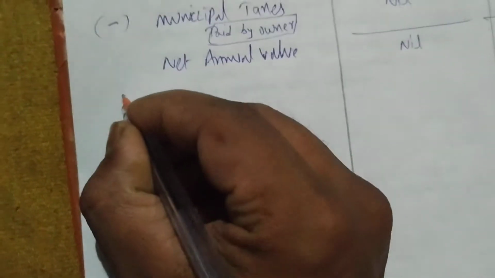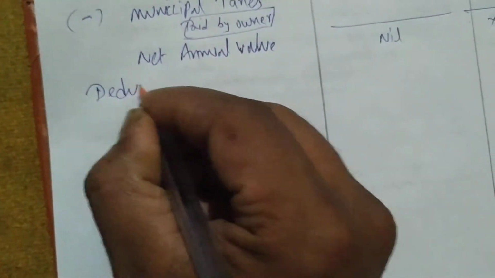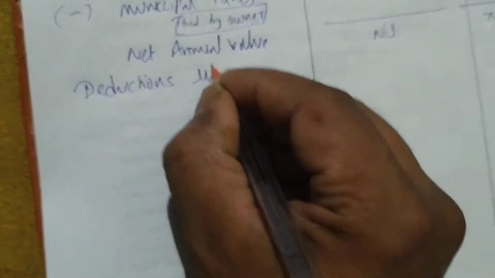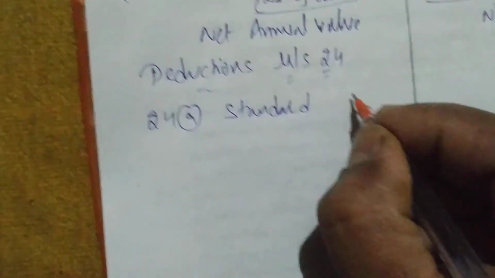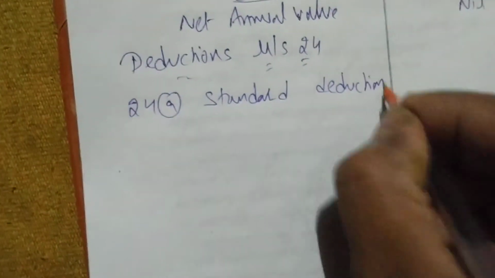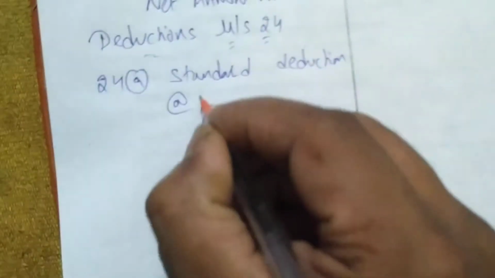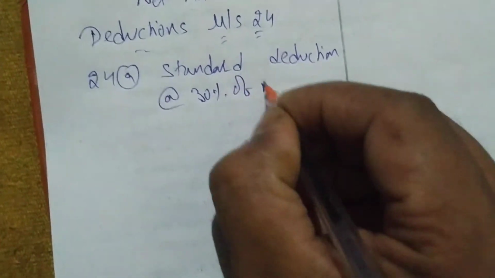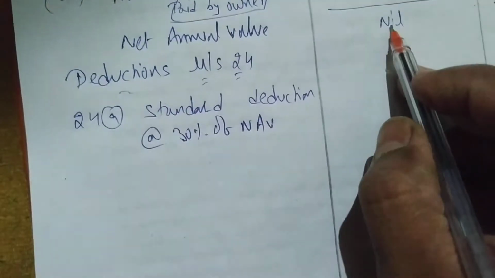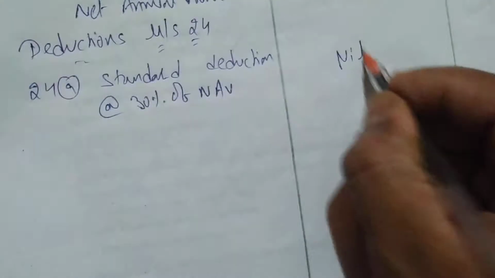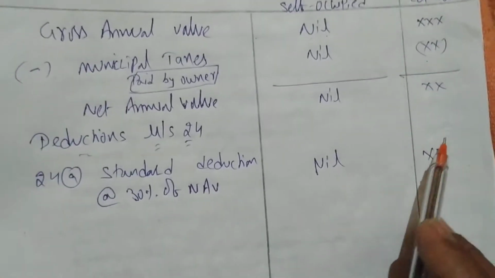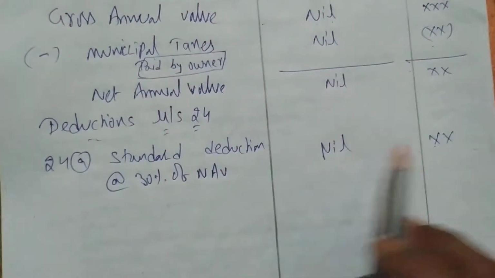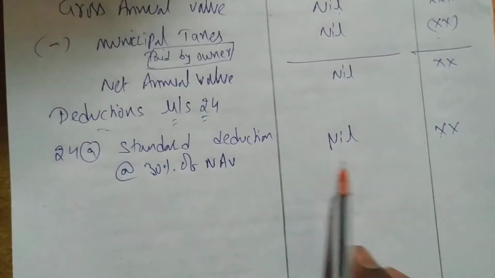Next, after this we have deductions under section 24. So we have two deductions. 24A, standard deduction. How much is standard deduction? At the rate of 30% of NAV. When there is no NAV, how will we get standard deduction? Nil. But the let out portion will have standard deduction, while in case of self occupied, there will be no standard deduction.